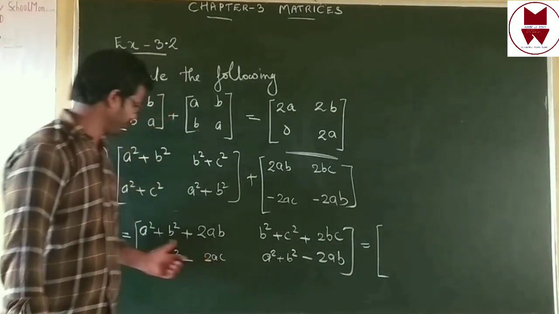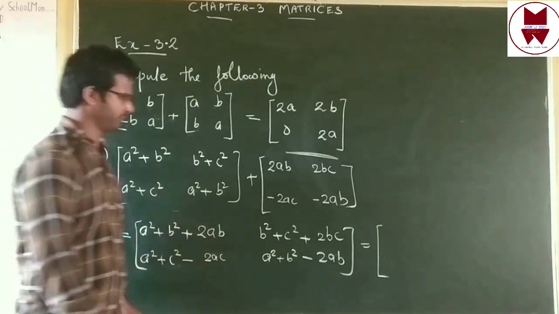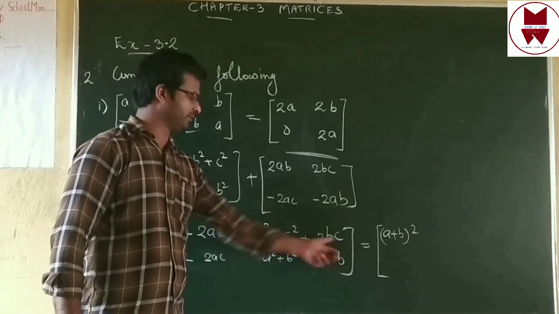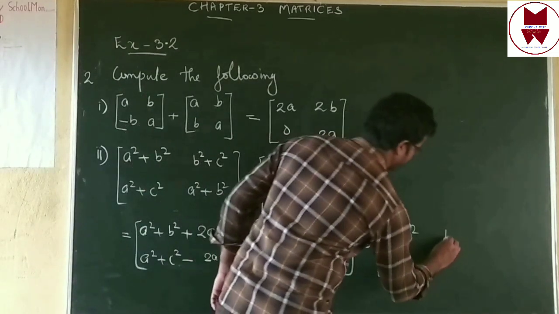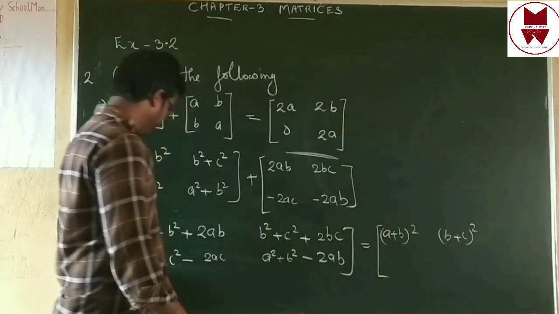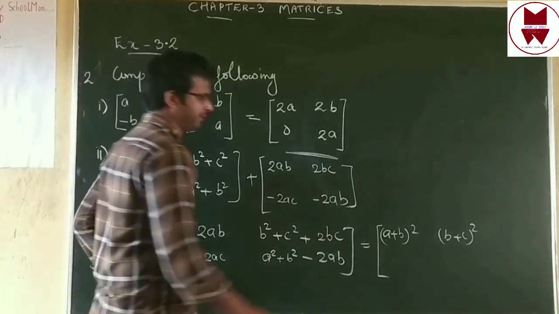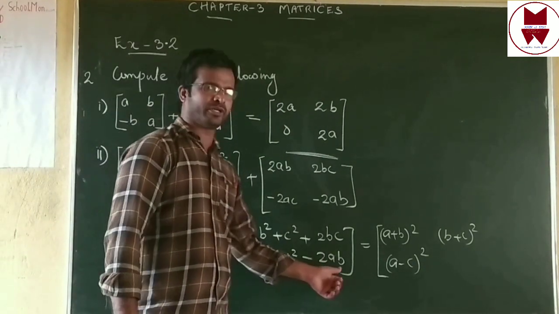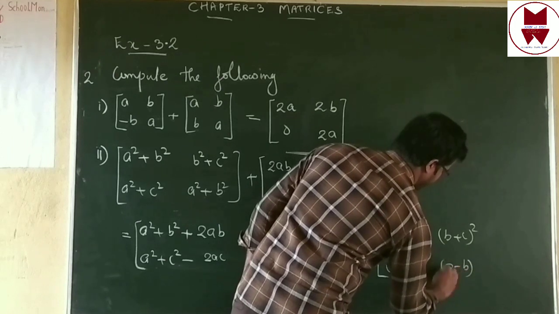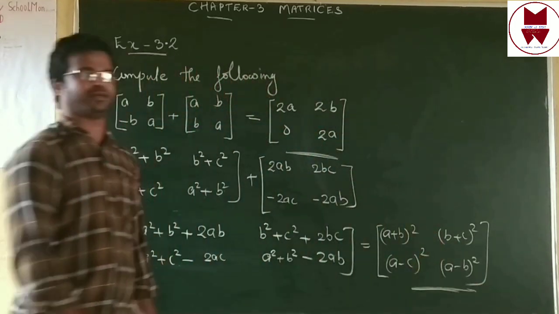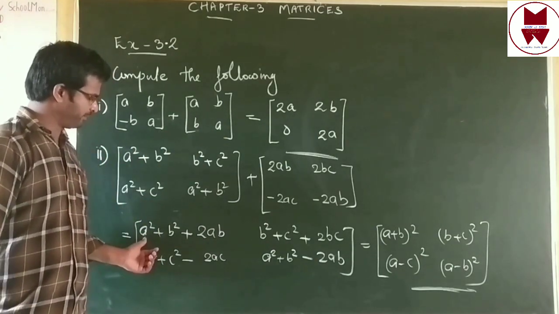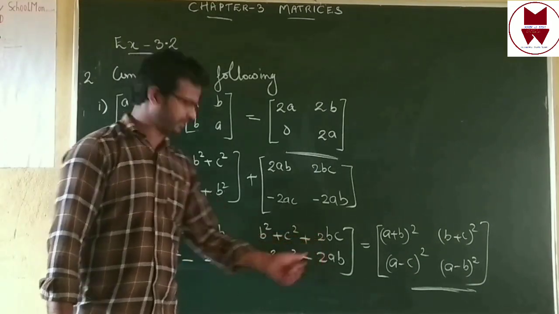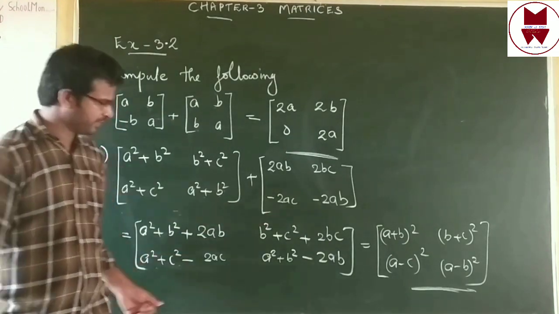In lower classes also you have studied this formula. This is A plus B whole square only, isn't it? Then B square plus C square plus 2BC, that one is also B plus C whole square. Then next, A square plus C square minus 2AC, this is A minus C whole square. The common formula we are using here: A square plus B square minus 2AB is A minus B whole square. This is our answer. Only one difference: this part is the expansion of A plus B whole square, this is the expansion of B plus C whole square, this one is A minus C whole square, and that one is A minus B.